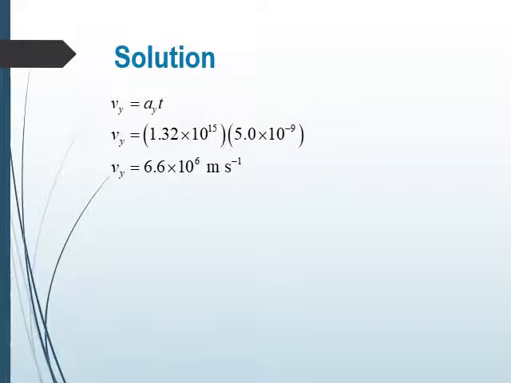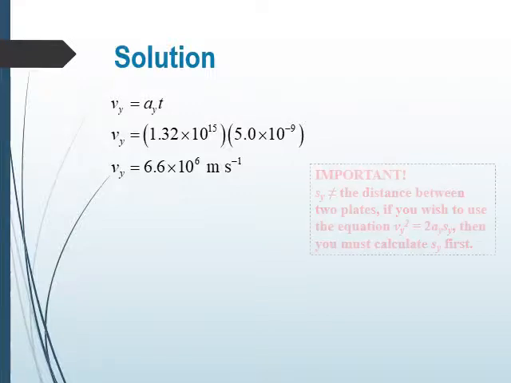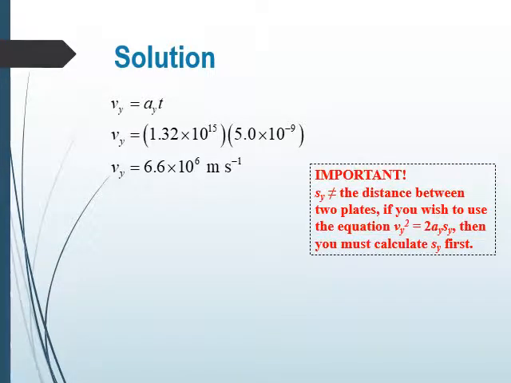Now, sometimes students will ask me, since you are given the distance between the two plates, why can't you calculate vy by using v squared equals 2as? That is because Sy does not equal the distance between the two plates. If you wish to use the equation v squared equals 2ay Sy, then you must calculate Sy first, which is much harder compared to calculating the time taken to travel through the plate by using the x component.